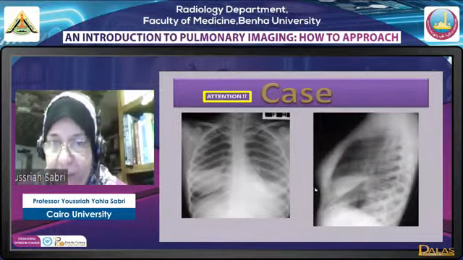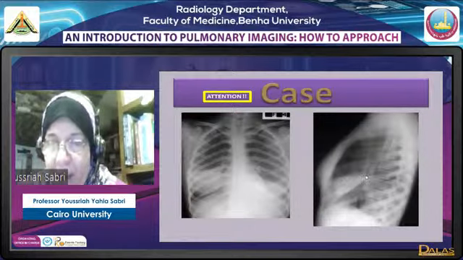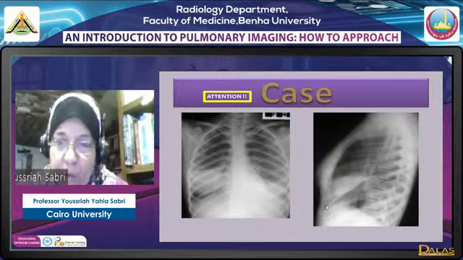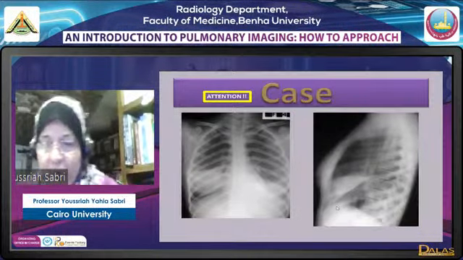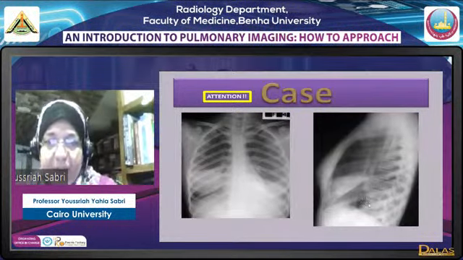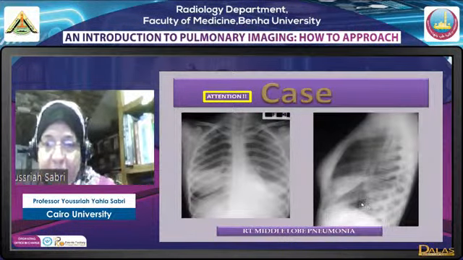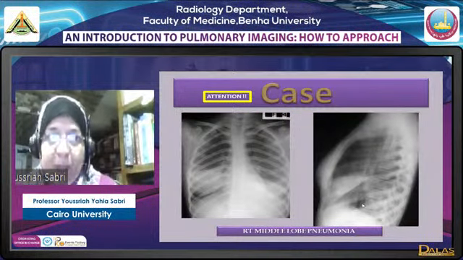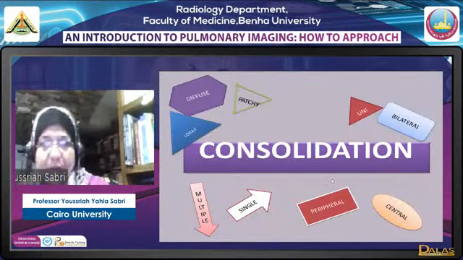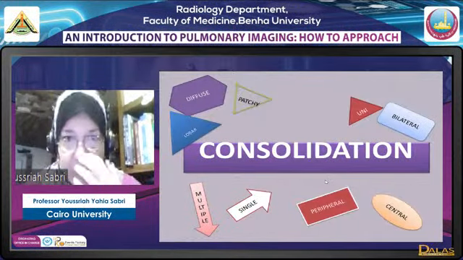In the lateral film, we have a triangular opacity with straight lines. The higher one, the upper one, represents the minor fissure, and the lower one represents the oblique fissure. They are not retracted, they are horizontal, and they are smooth and straight. Okay, so this triangular opacity represents right middle lobe consolidation, and we will come to know that lobar consolidation is a pneumonia. Now coming to consolidation, what's consolidation?